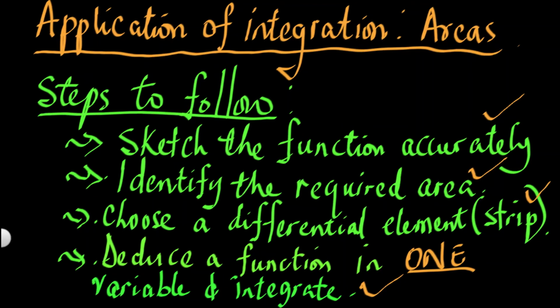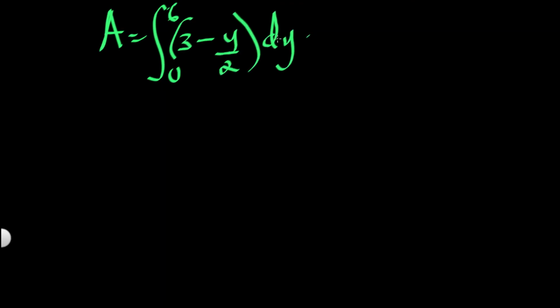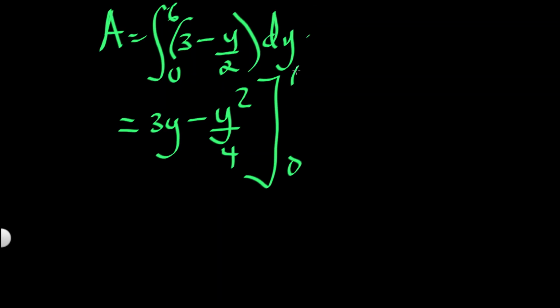Now we have something that we can integrate, which is only in terms of y. So let us do that. So I'm going to come out of here and I'm here. Now we are going to integrate. So our area is equal to the integration from 0 to 6 of 3 minus y over 2 dy. Yes, we are able to integrate this. This means 3y minus y squared over 4 from 0 to 6.